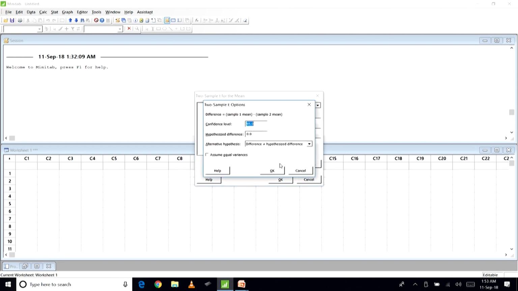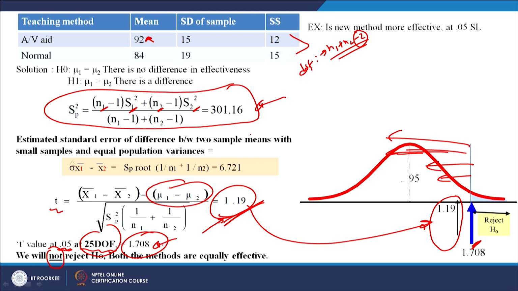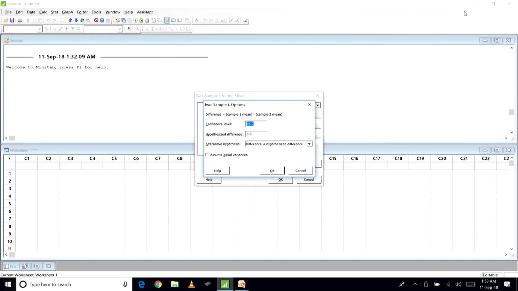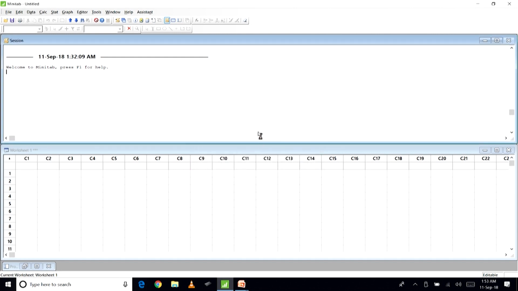Click options. You need to test this hypothesis at what significance level? We will go back to the question, it is at 0.05, so this is 95 percent confidence. The hypothesized difference is 0, right. The alternative hypothesis has to be more than, so the difference is more than the hypothesized difference, and you have to assume equal variances. This is one of the assumptions for hypothesis testing. So, OK, again click OK.